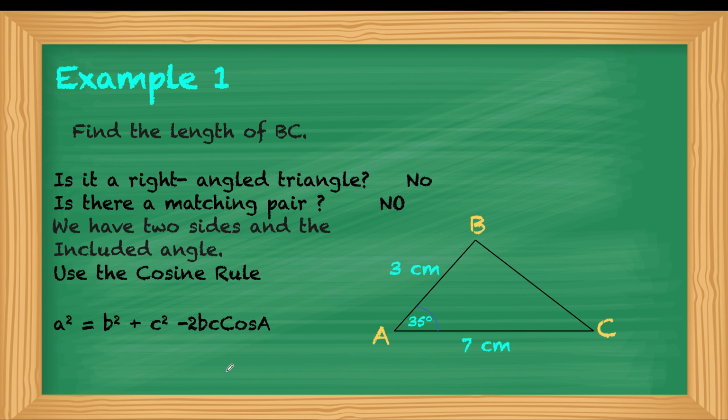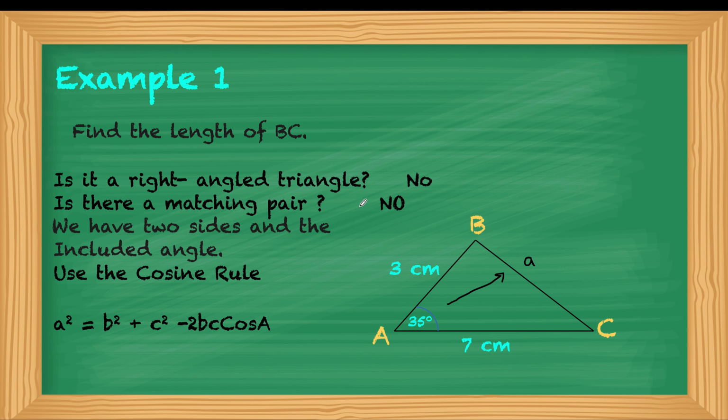Now, if we want to find the length of BC, so the length of BC would be over here. But if we have the length of A, right, remember, the length of A would give us a common A. So basically, we want to find A, all right? Now, first thing, we need to ask ourselves, is this a right angled triangle? No, it is not. Do we have a matching pair?